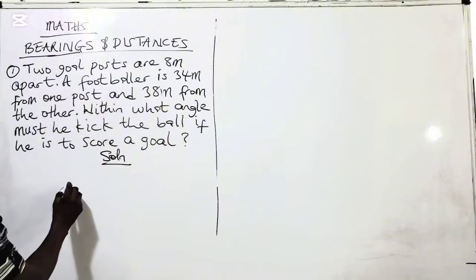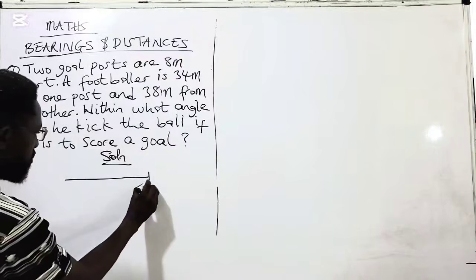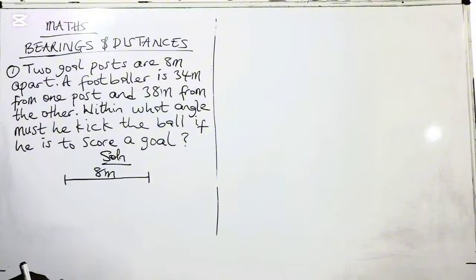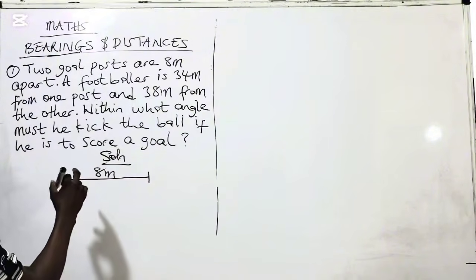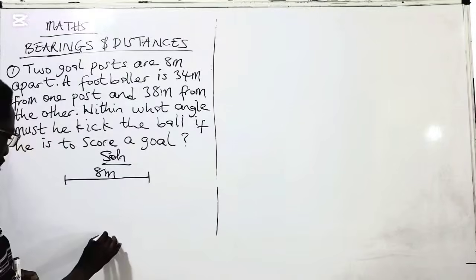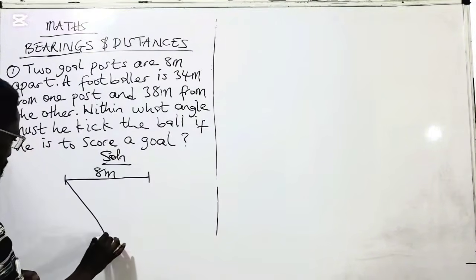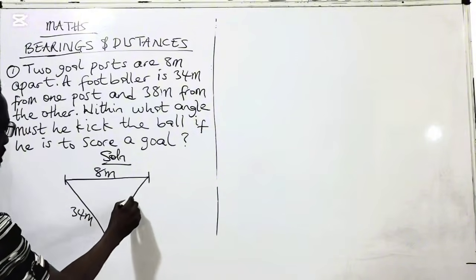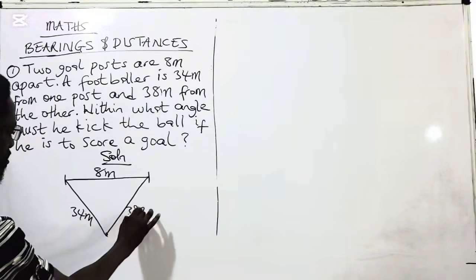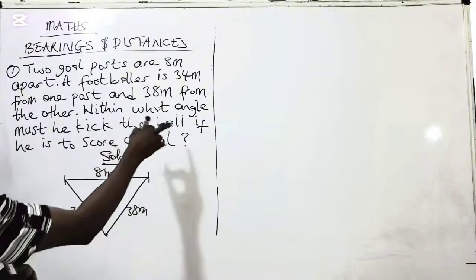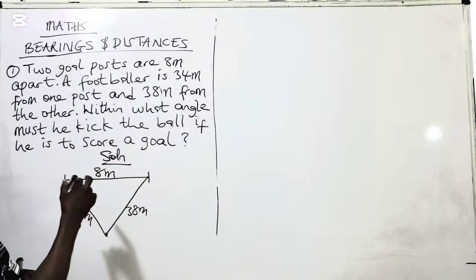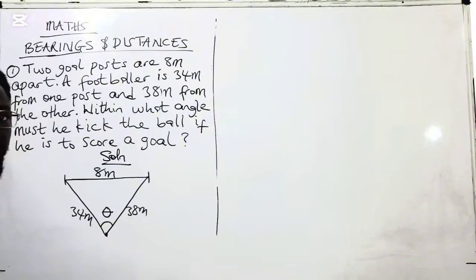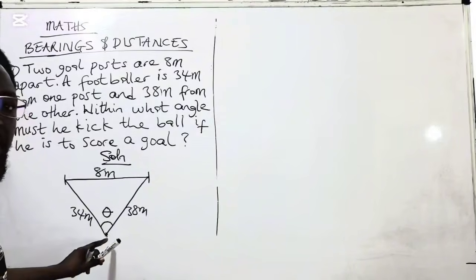It says two goalposts are 8 meters from each other. So that's the first one, there's the second one, 8 meters apart. A footballer is 34 meters from one, and then 38 meters from the other, which is this one. So the question is, within what angle must he kick the ball if he is to score a goal? He's going to kick within this angle here. That is theta.